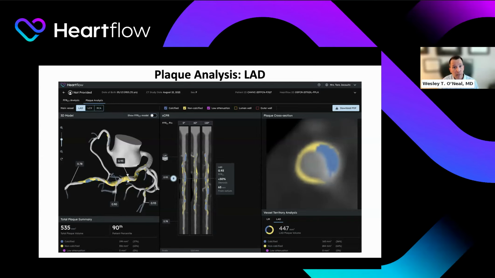This patient did have plaque. Their total plaque was 535, which is the 90th percentile for this patient. And again, that's a total plaque percentile, but that's helpful when we think about treatment algorithms, especially with the DECIDE treatment algorithm, which I've shown previously. Again, here you can just see the LAD makeup, total plaque volume, calcified, non-calcified by vessel.